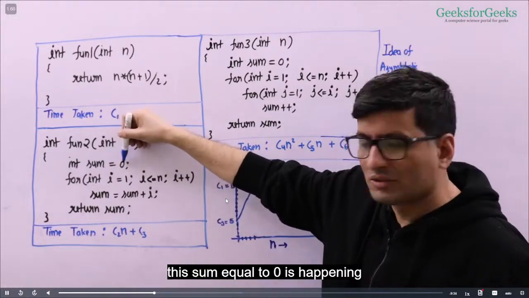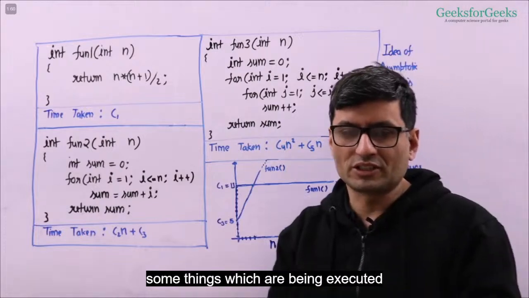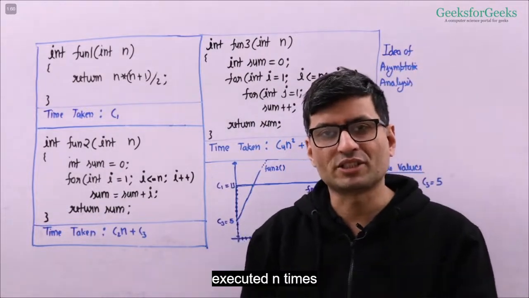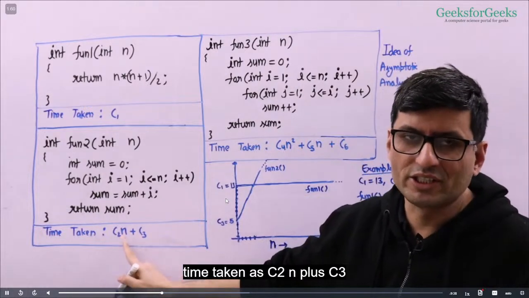For example, this sum equal to 0 is happening once. This initialization of i equal to 1 is happening only once. This return sum is happening once. So there are some things which are being executed a constant number of times, and some things which are being executed n times. That is why we have written the time taken as C2n plus C3.